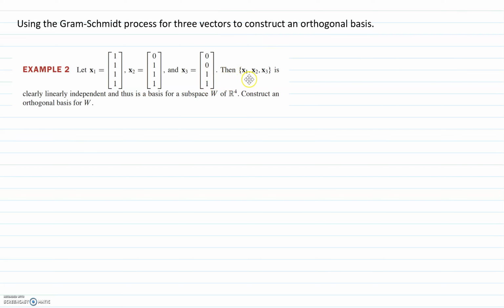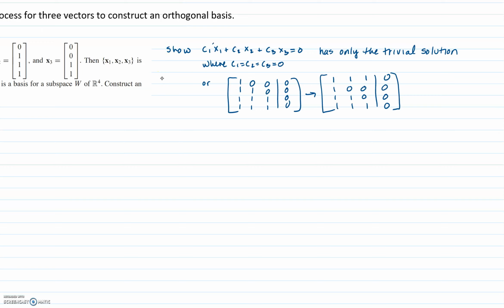You can see that x1, x2, x3 is linearly independent, and thus a basis for a subspace W of R4. You can see that because x1 cannot be written as a linear combination of x2, x3. You have two zeros here, and how are you ever going to get that 1? Or you can show that c1 x1 plus c2 x2 plus c3 x3 has only the trivial solution, i.e. where c1, c2, and c3 all equal 0.